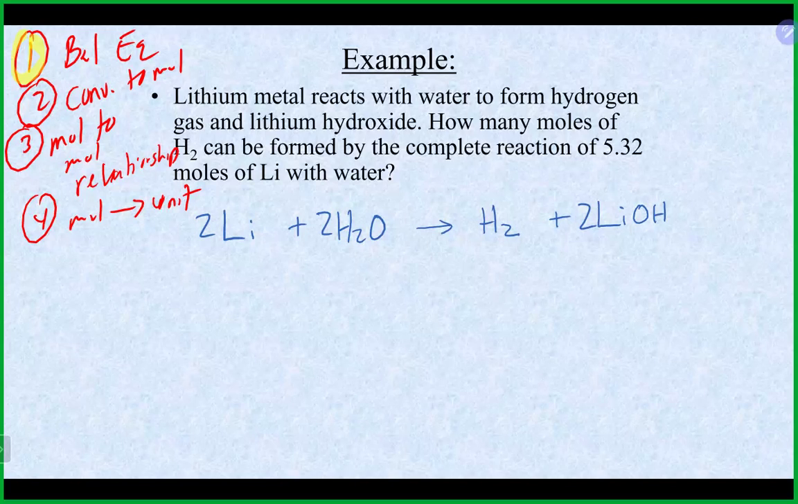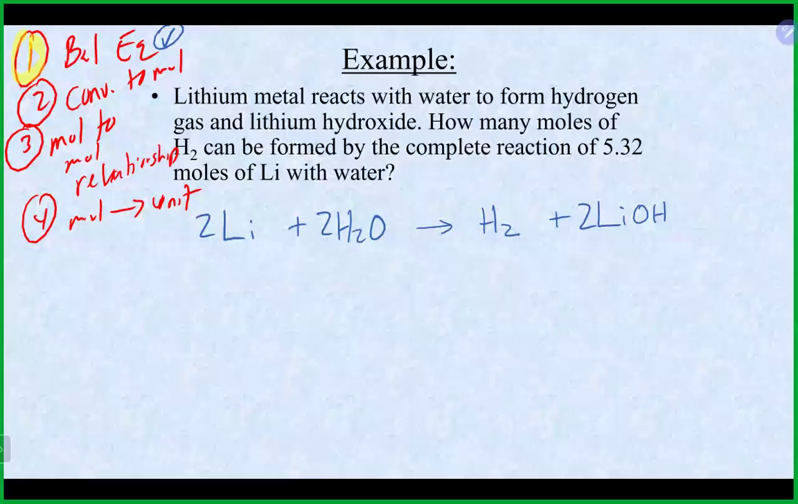So we should be good. That should then be balanced. Yeah. Any questions on that? Now, if we read the problem here, we want to know how many moles of H2 we're going to produce.